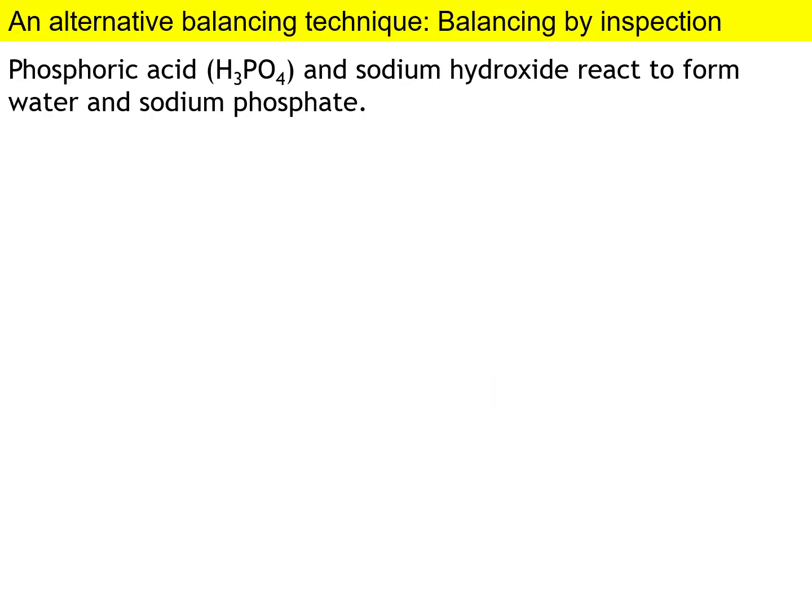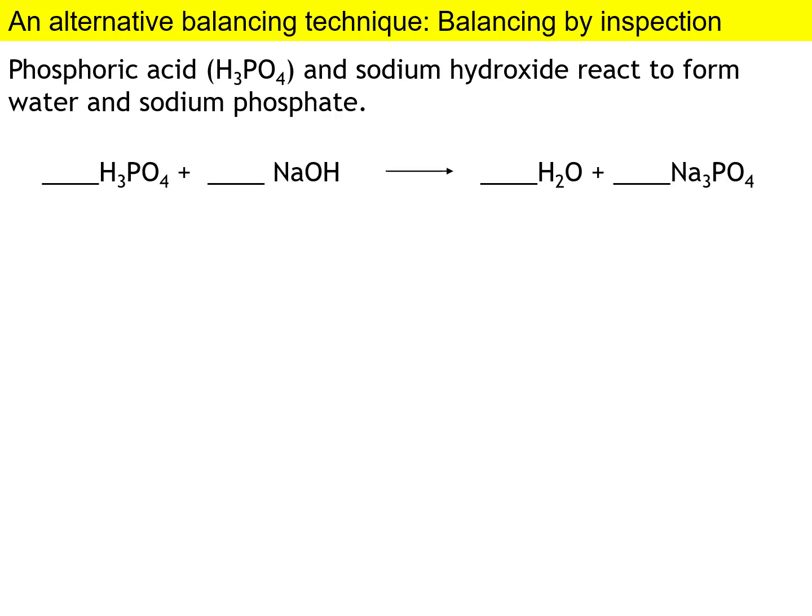All right, so once you've done this for a while, you don't have to keep writing down the tally method, and you're going to start doing an alternative balancing technique, which is called balancing by inspection. I've heard some people call it guess and check, but I don't really like that because there is a system to it. So first let's write down the skeleton reaction equation. So we have phosphoric acid and sodium hydroxide is going to form water and sodium phosphate.